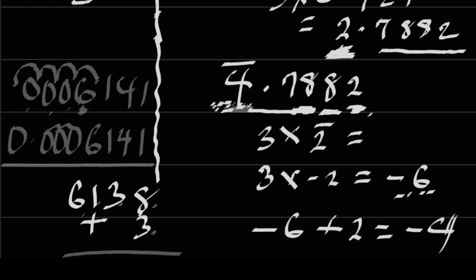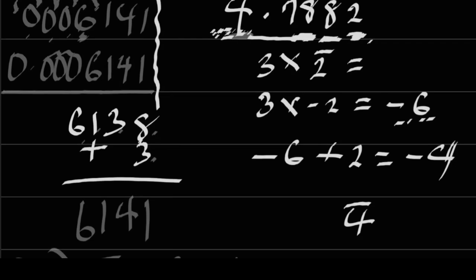So we'll add up with the difference now. 8 plus 3 will give us 11. Write down 1, carry 1. 3 plus 1 is 4. And then we have our 1 and 6. That makes it 6141.